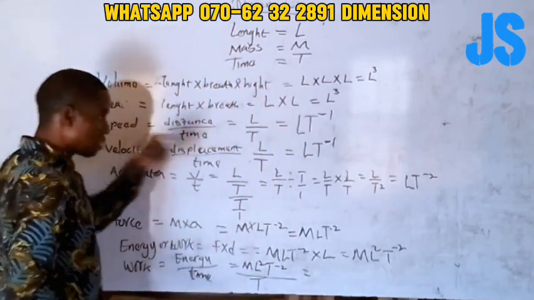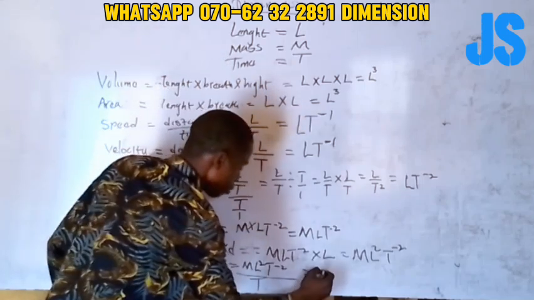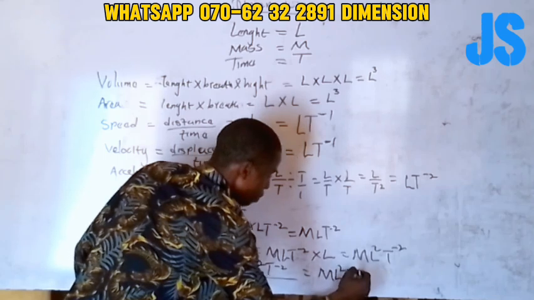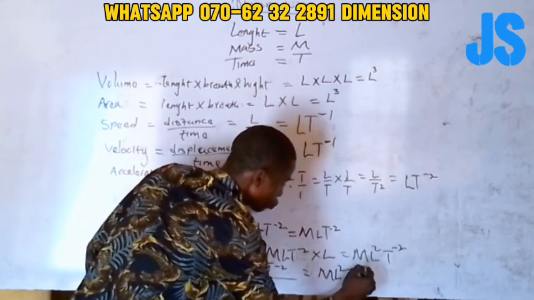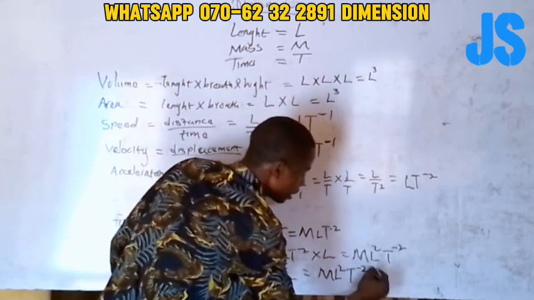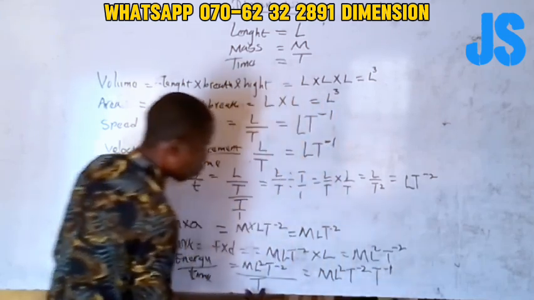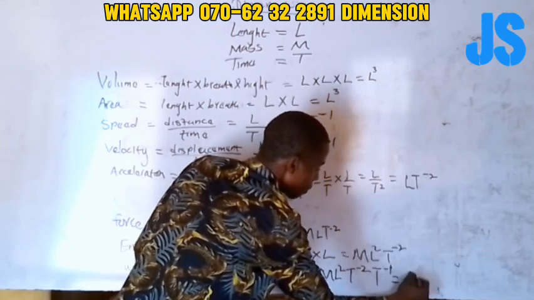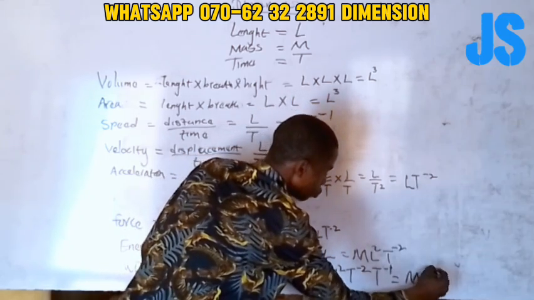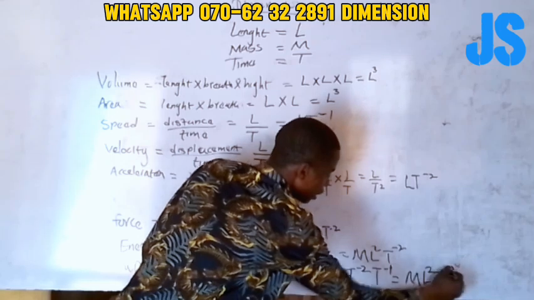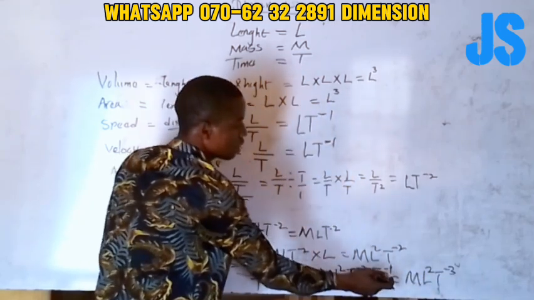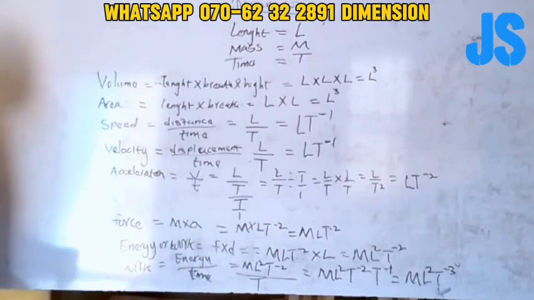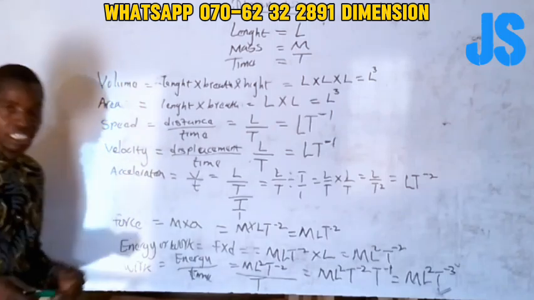I've told you several times that when it is down, the minus sign now becomes M L squared T to the minus 2. Because this one is down, it will be T to the minus 1. When you multiply this together, it becomes M L squared T to the minus 3. You add the powers, and that's the dimension of energy.